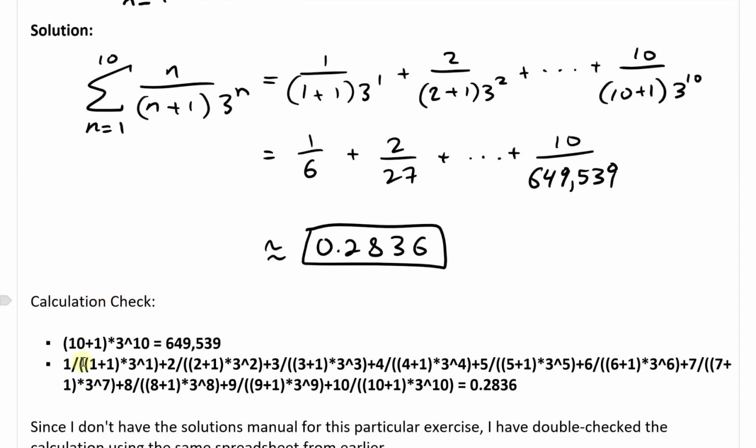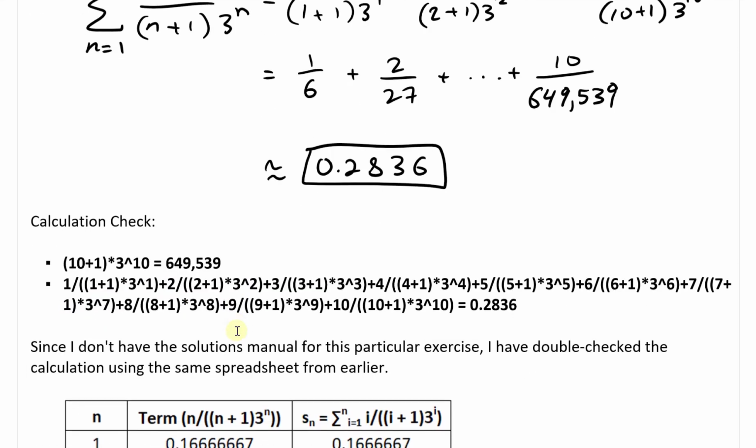So we'll do a calculation check here. We have 10 plus 1 to get this 649,539. So 10 plus 1 times 3 to the power of 10. Let's just delete this and see what we get. Equals, and there we get 649,539.